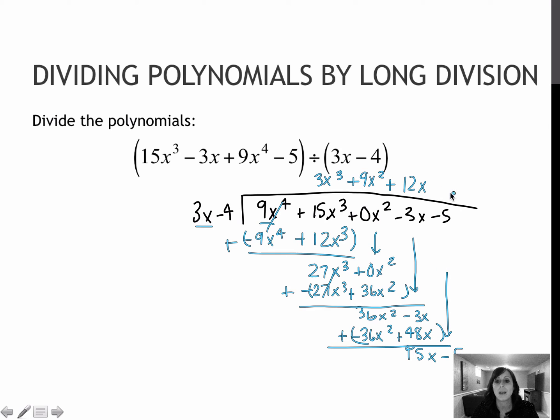3 goes into 45 15 times. That gives me 45x minus 60, and subtract it all to get 55. So my remainder is a positive 55 over 3x minus 4.